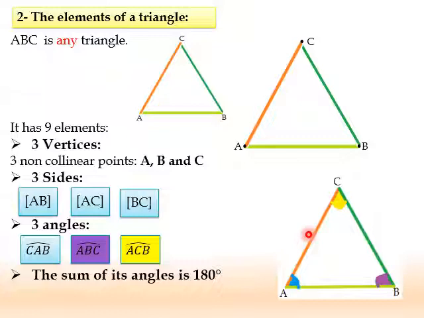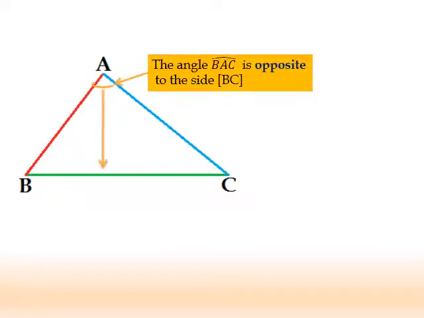The sum of angles in a triangle is 180, no matter what the type of the triangle is. It's a rule that we should memorize well. The sum of angles in any triangle is 180 degrees. Here we have CAB plus ABC plus ACB. The sum of the angles is 180. If we know the measure of two angles, I can find the third one. We saw it before and we know how to calculate it, but we will practice again.